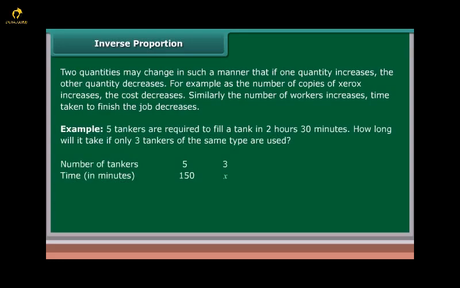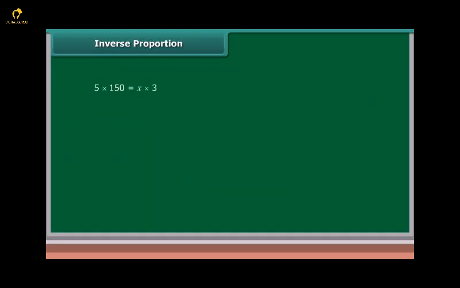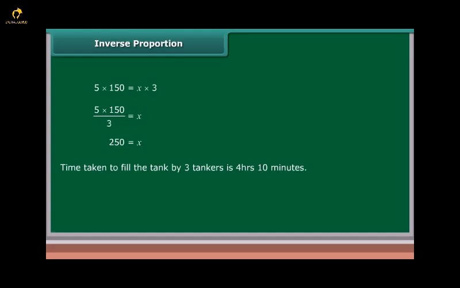Example: 5 tankers are required to fill a tank in 2 hours 30 minutes. How long will it take if only 3 tankers of the same type are used? Lesser the number of tankers, more will be the time required to fill the tank. So this is an inverse proportion. 5 into 150 is equal to x into 3. 5 into 150 upon 3 is equal to x. 250 is equal to x. Time taken to fill the tank by 3 tankers is 4 hours 10 minutes.